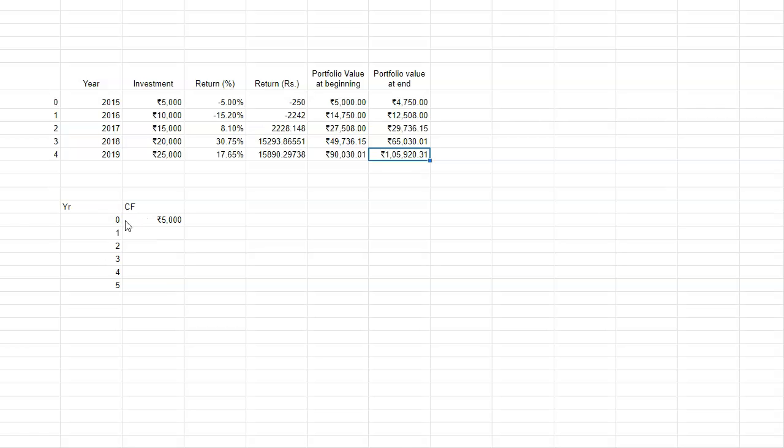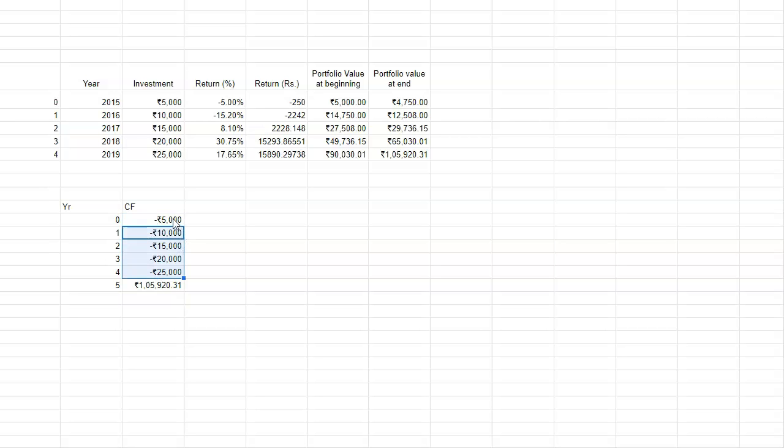Anyway, always year 0, if it is going to be an outflow, it has to be shown as negative. All of these are also outflows because they are investments taking place, so it's going to be equal to minus this number. And that's going to be the same situation going all the way till year 4. In year 5, you're getting this money back.